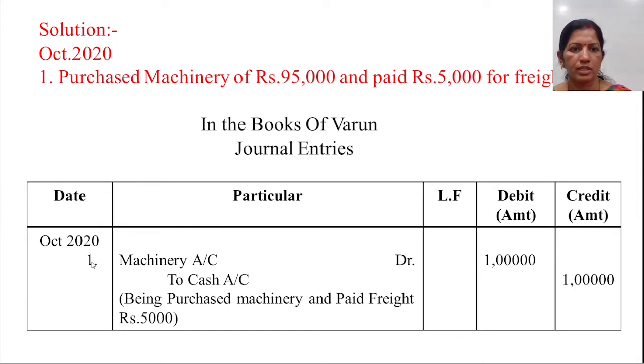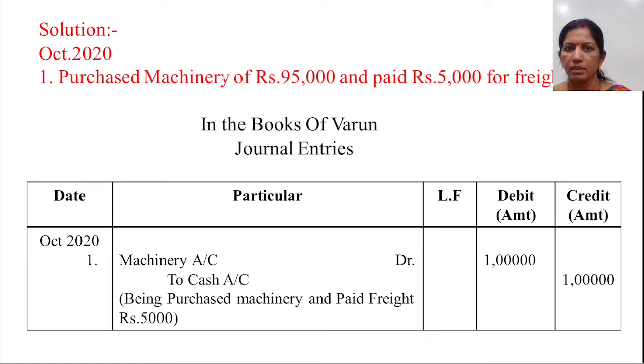From the month October, first transaction, first date is mentioned here, first. See the transaction, purchased machinery of rupees 95,000 and paid rupees 5,000 for freight. Here I purchased machinery. When we purchase any asset other than goods, whatever asset, that asset is to be taken as an account. Here, we purchased machinery, which means machinery comes in.